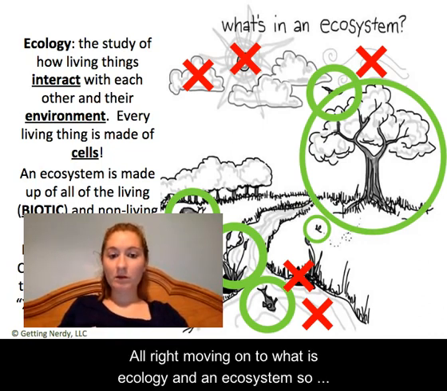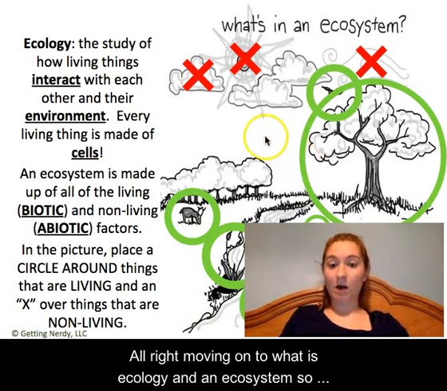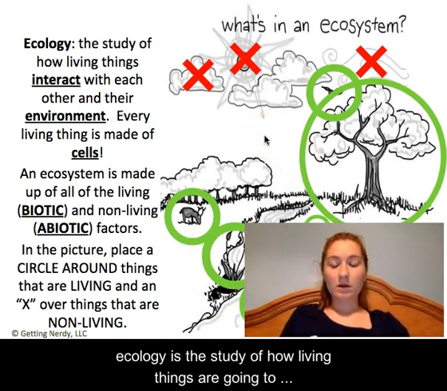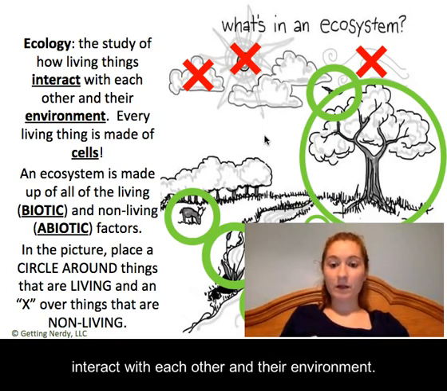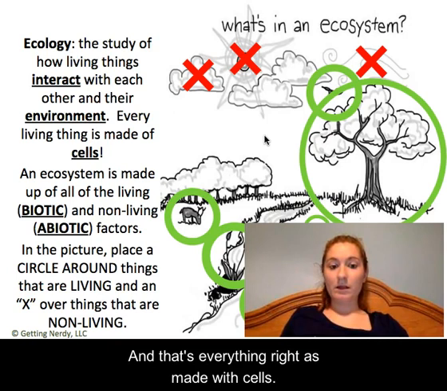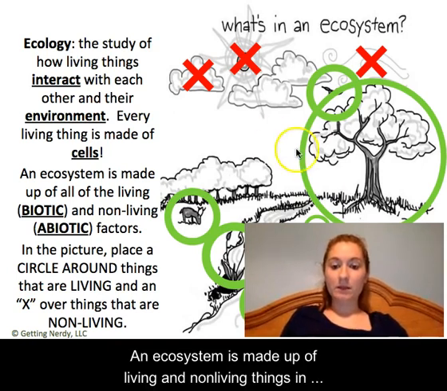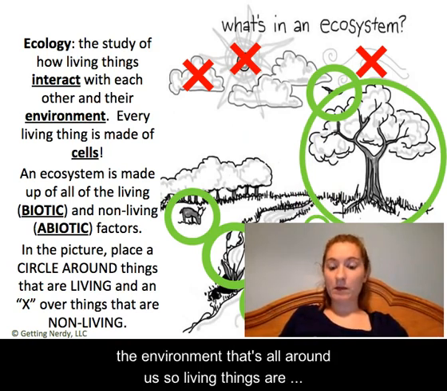All right, moving on to what is ecology and an ecosystem. So ecology is the study of how living things interact with each other in their environment, and that's everything that is made with cells. An ecosystem is made up of living and non-living things in the environment that's all around us.